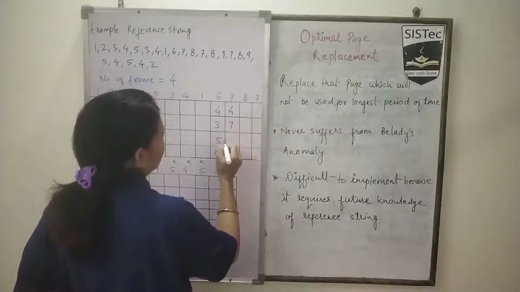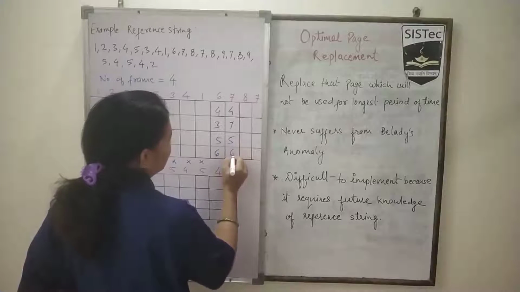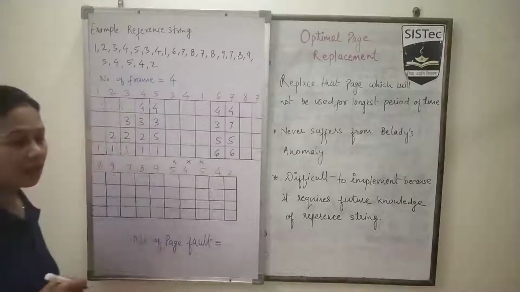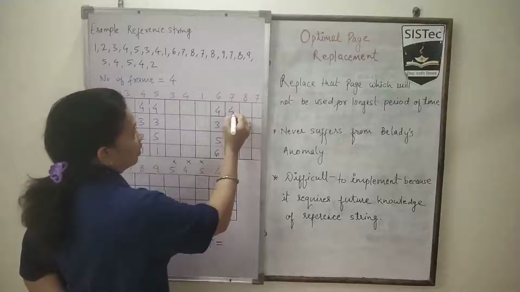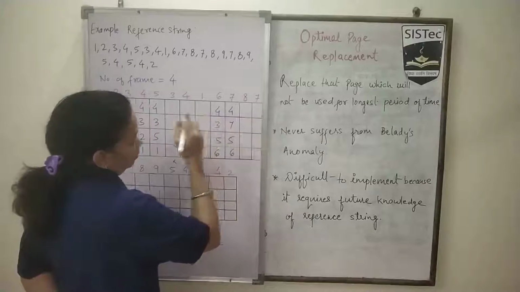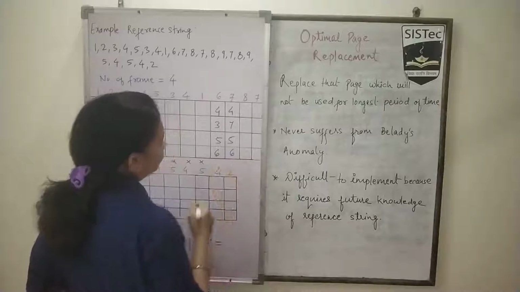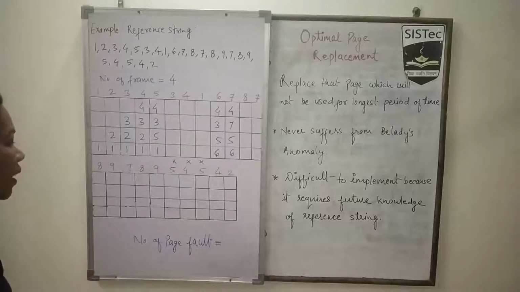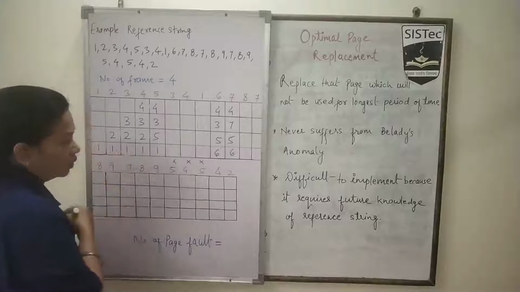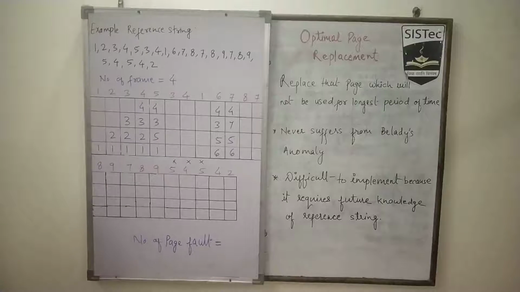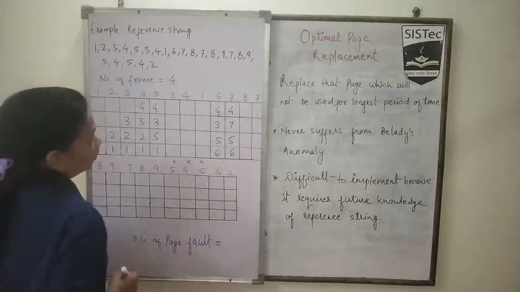So 7 is here, 5 and 6. Right? Now next request is 8. 8 is not there, sorry. You can check over here that page number 8 is not there. 4, 7, 5 and 6. So you need to replace the page number 8 from the pages which are here.